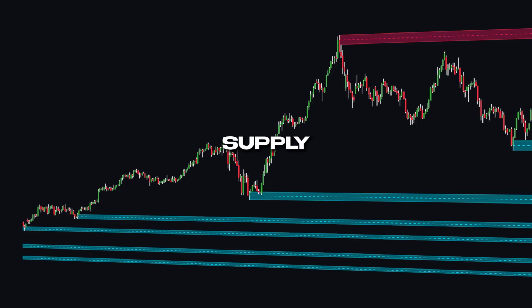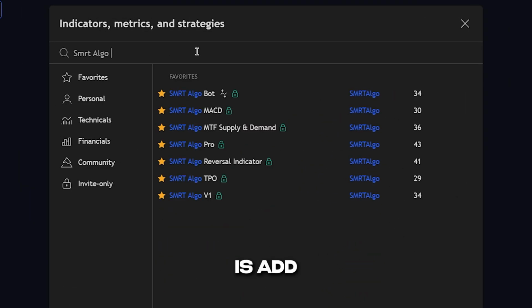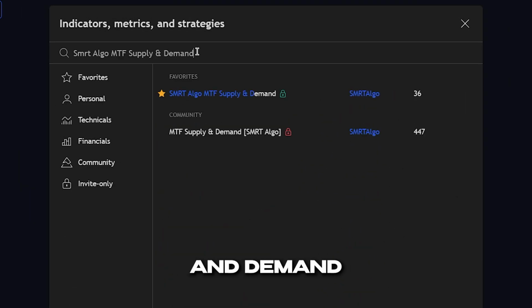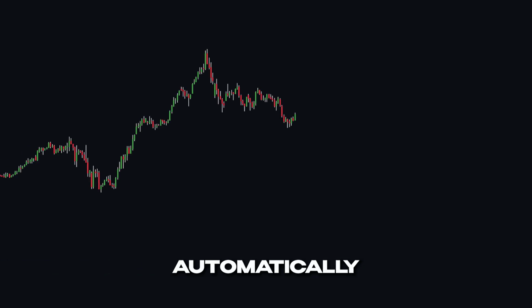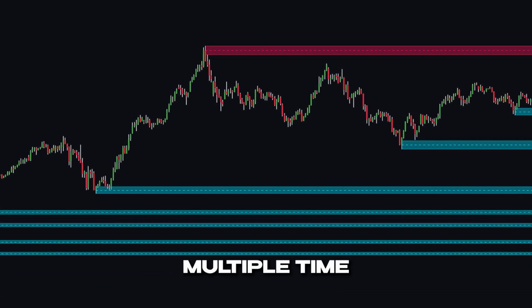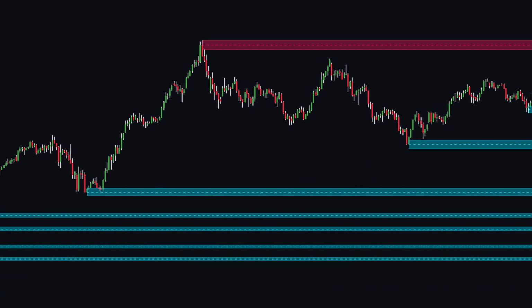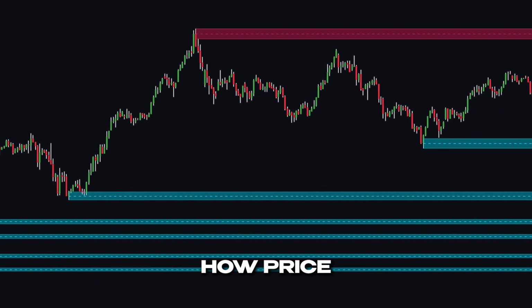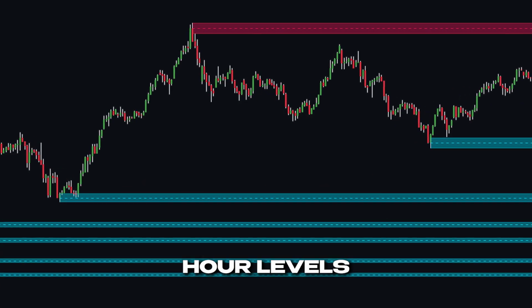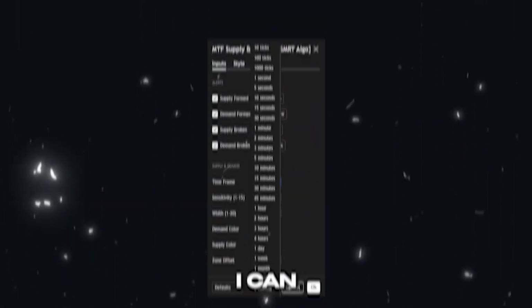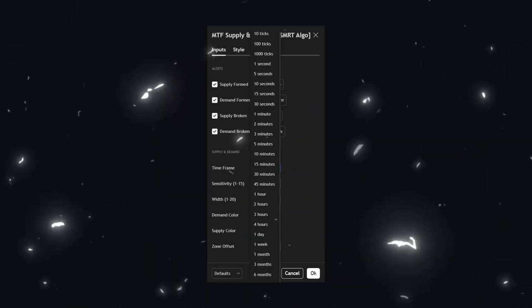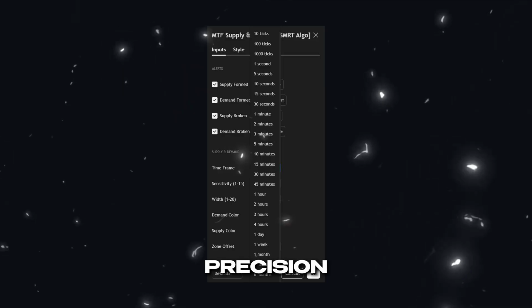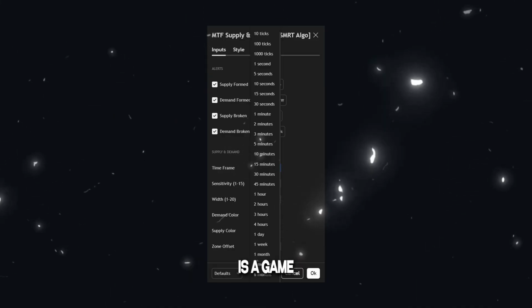So here's how I trade supply and demand zones. The first thing I do is add the SMRT Algo MTF supply and demand indicator to my chart. It automatically highlights the most important zones across multiple time frames, so I don't have to manually draw a thing. It's clean, accurate, and saves me a ton of time. If I want to check how price reacts to higher time frame zones, like 4-hour levels while I'm on the 15-minute chart, I can just adjust the time frame inside the indicator settings. That combo, lower time frame precision with higher time frame context, is a game changer.